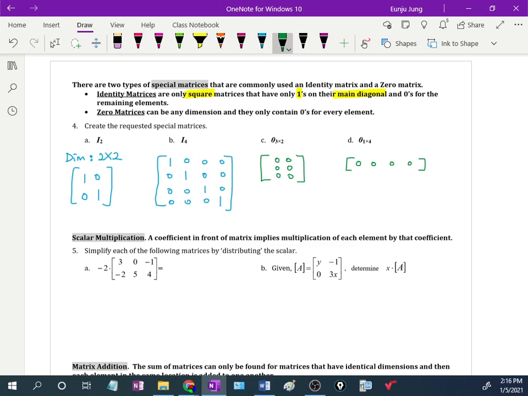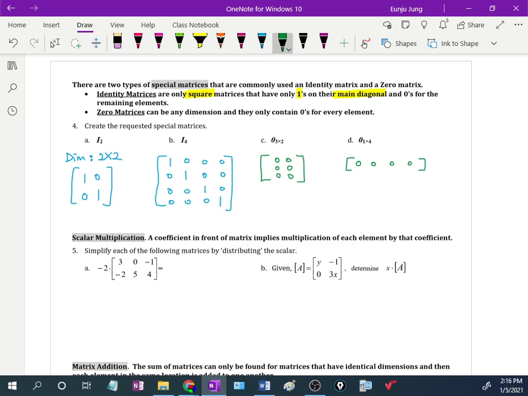Question number 5. Scalar multiplication. Do you remember in geometry class we talked about dilation, making bigger, smaller? What's a scalar factor? Do you remember algebra 1 and 2? We talked about vertical stretch and shrink. What is a scalar factor? Yeah, those are the numbers, right? So we see the same thing here.